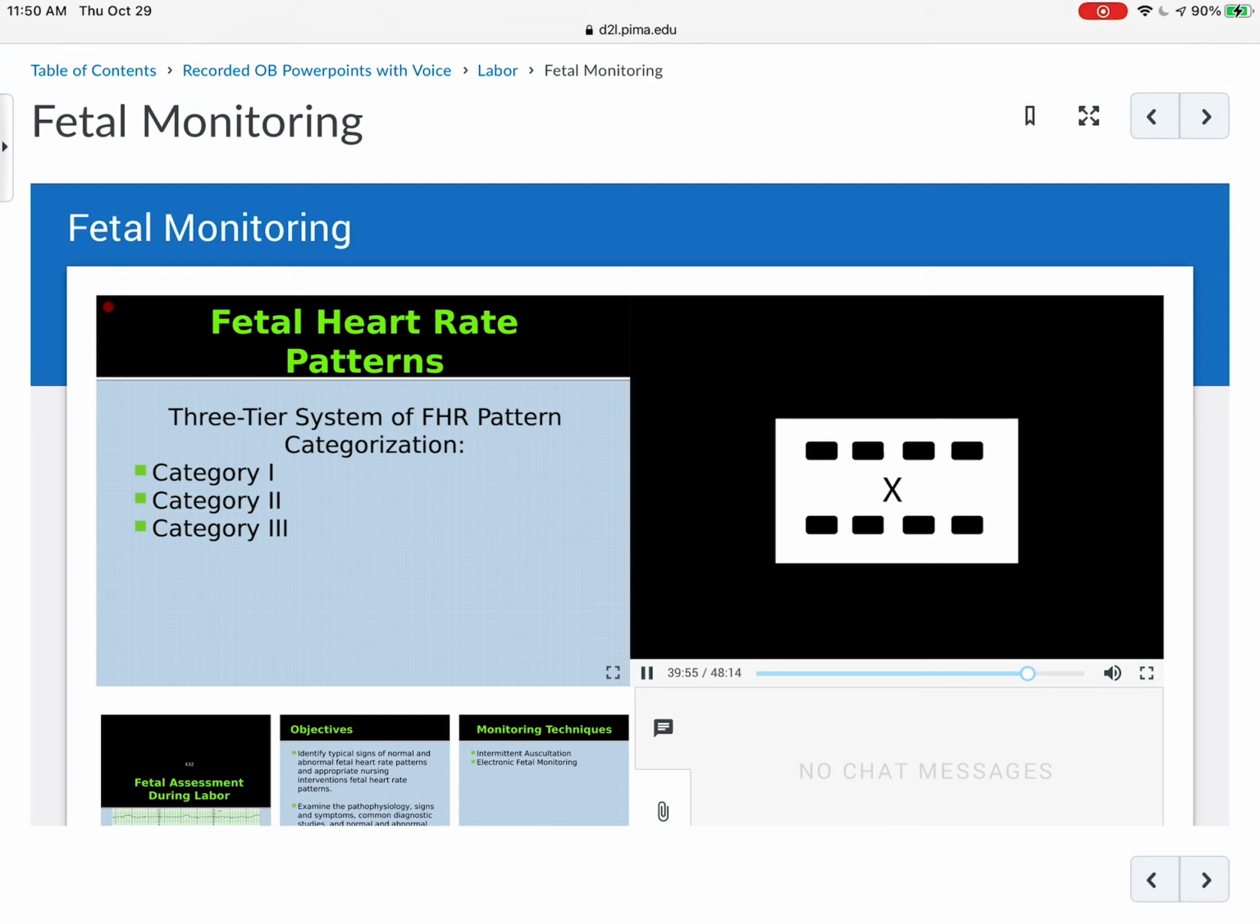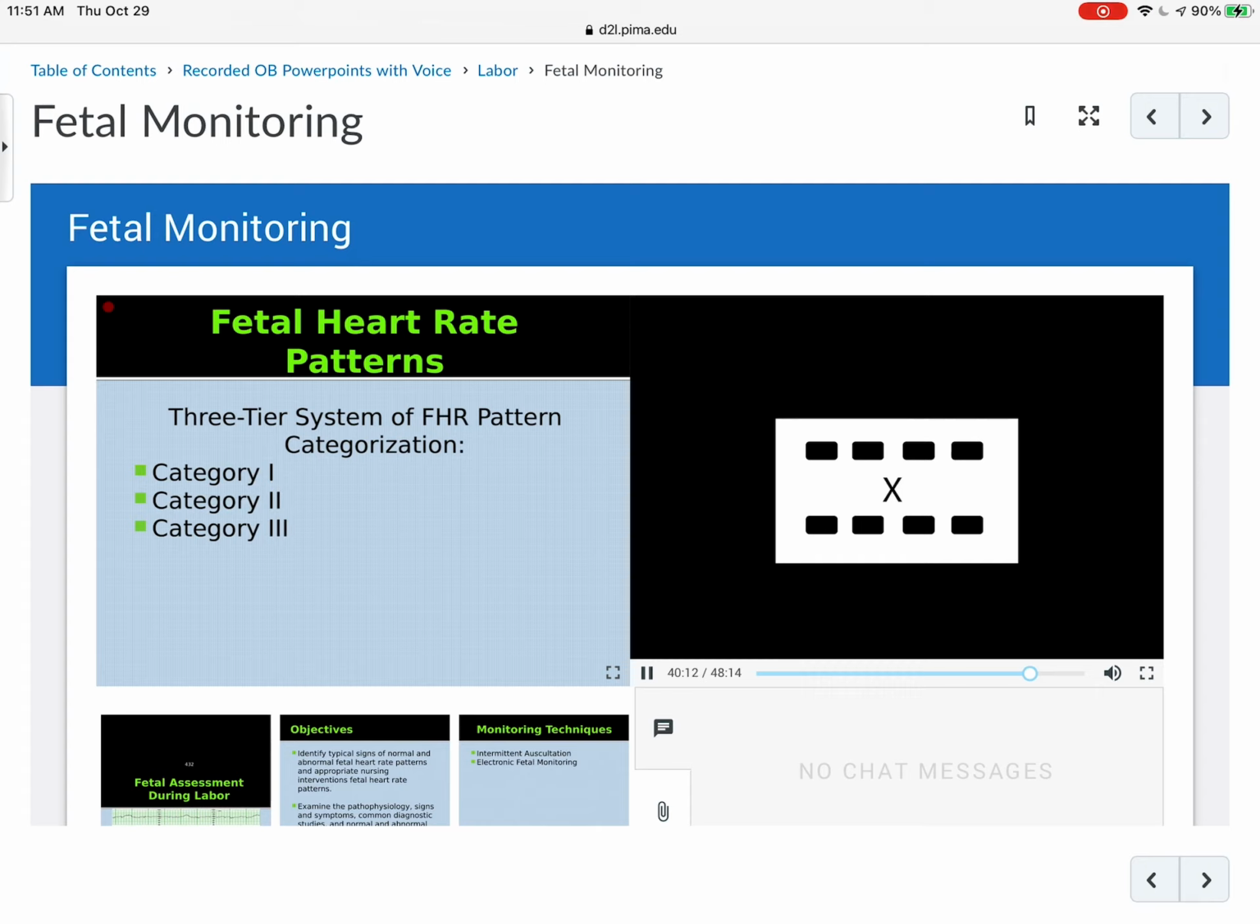When we talk about fetal heart rate, they have a 3-tier system in the hospital. We have category 1, 2, and 3. Category 1 is a happy baby. We already know what a happy baby is: fetal heart tones 110 to 160s, moderate variability, no decelerations. Maybe earlies would be okay.